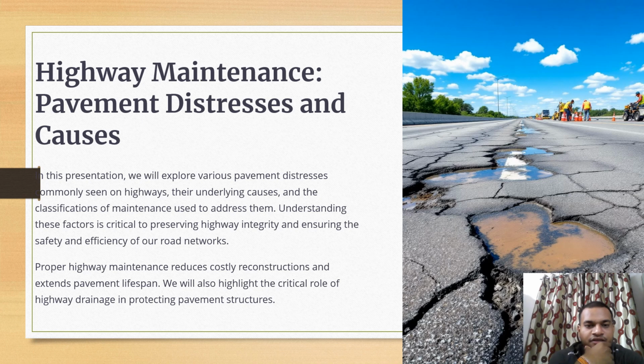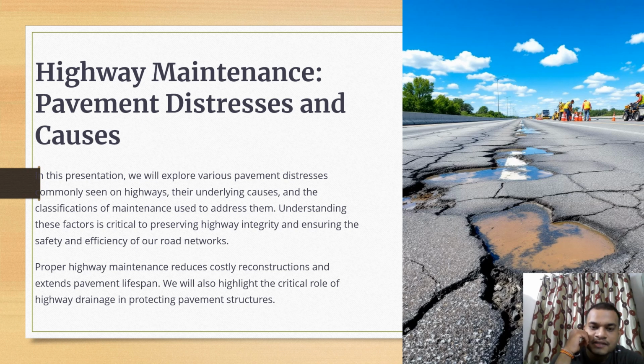In this presentation, we will explore the various pavement distresses commonly seen on the highways. Here we can also see in the image their underlying causes and classification of maintenance used to address them. Understanding these factors is critical to preserving the highway's integrity and ensuring the safety and efficiency of our road networks.